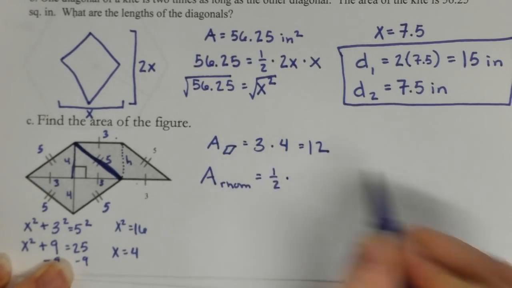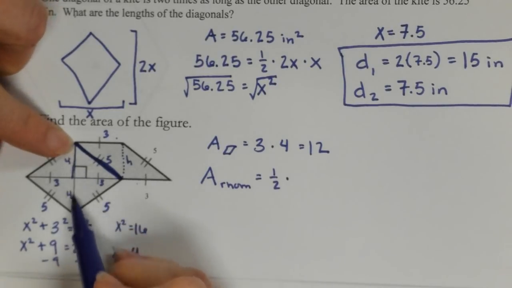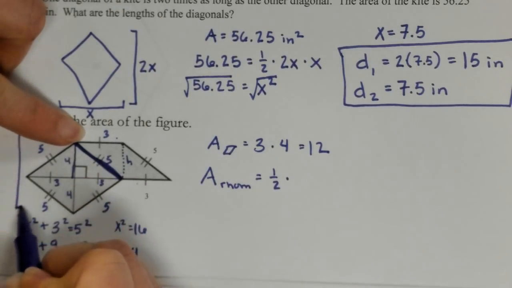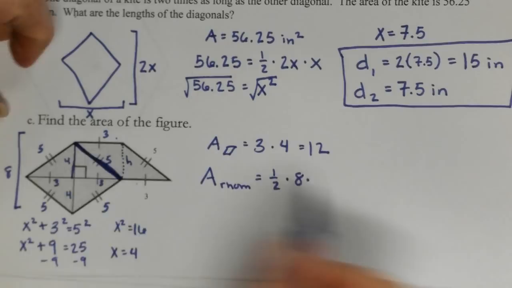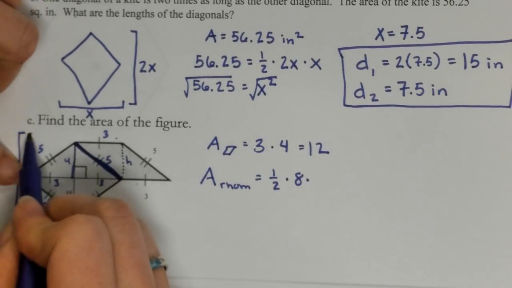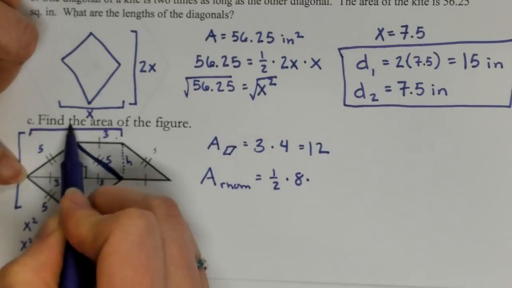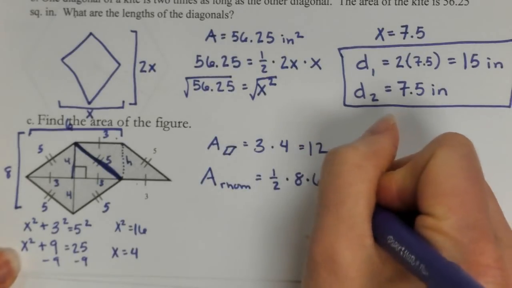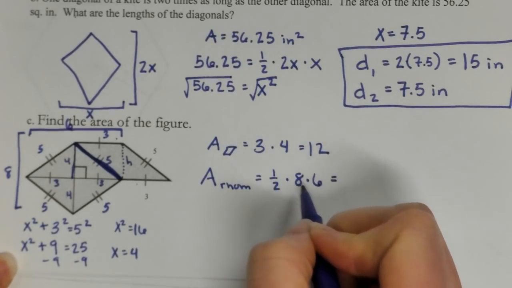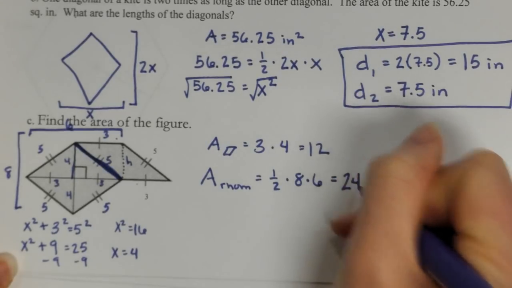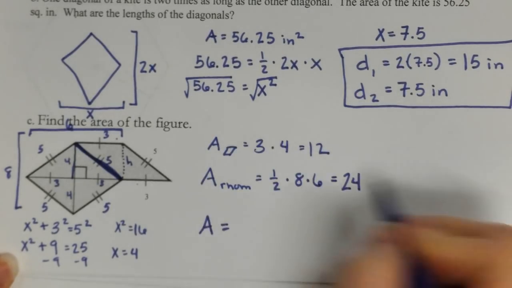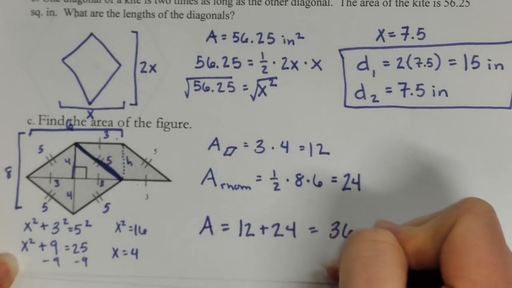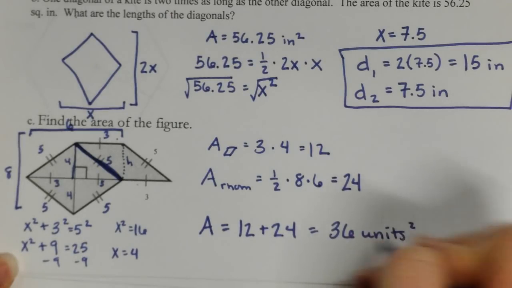Now the area of your rhombus, remember, is 1/2 times D1 times D2. D1, let's go from here to here. This would be 8. D2, 3 plus 3 is 6, so it would be times 6. So 1/2 times 8 is 4, 4 times 6 is 24. So the area of the whole figure would be 12 plus 24, which is 36 units squared.